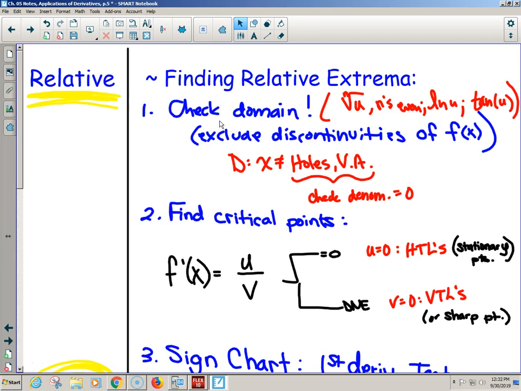Ugh, so easy to tell you and so hard to actually keep you from making a mistake on. So watch out for the holes and vertical asymptotes. Still put them in your sign charts, but know who they are. Know that they are domain problems of the original. Discontinuities cannot be extrema, but they're still important for analysis.